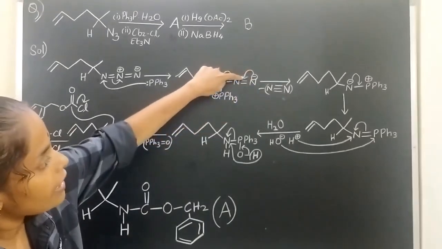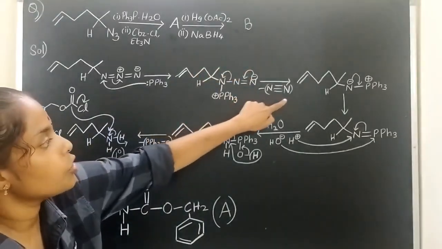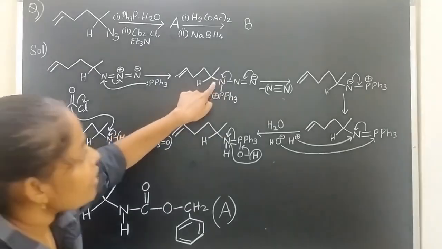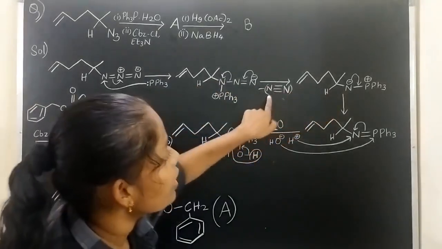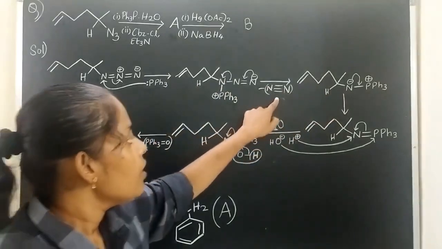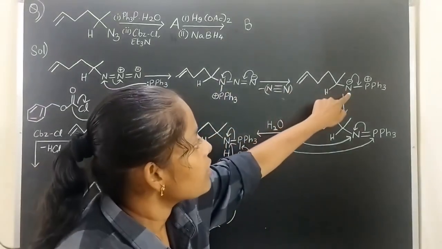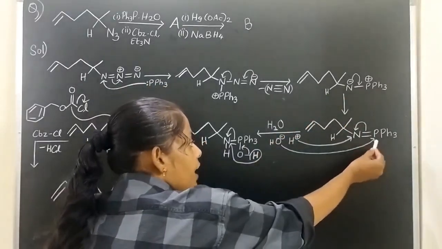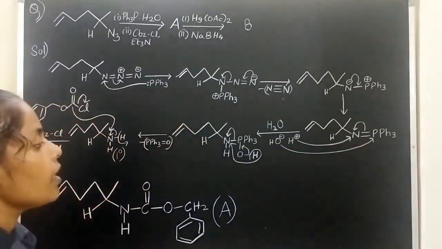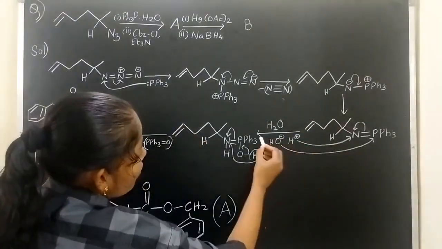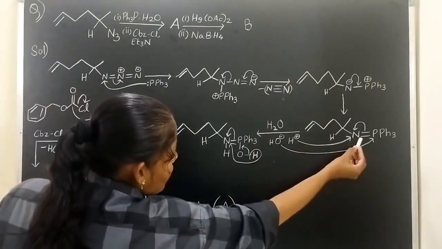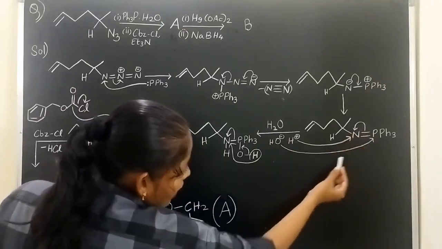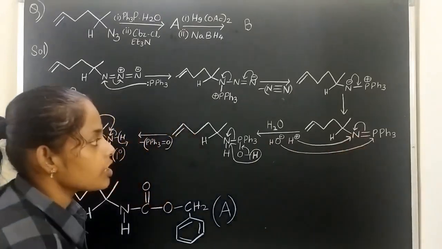Now this negative charge is shifted here, forming a triple bond between these two nitrogens, and the bond present here is shifted with the nitrogen, leaving a negative charge on this nitrogen, and N2 is eliminated. Now the negative charge present on this nitrogen is shifted here, forming a double bond between nitrogen and phosphorus. Now this compound will undergo hydrolysis, where nitrogen here will take the pi bond from phosphorus, leaving phosphorus positively charged, and nitrogen here will get a negative charge.